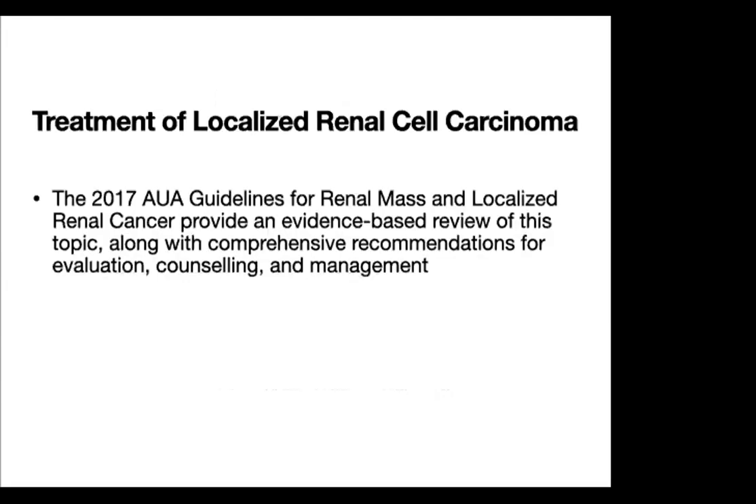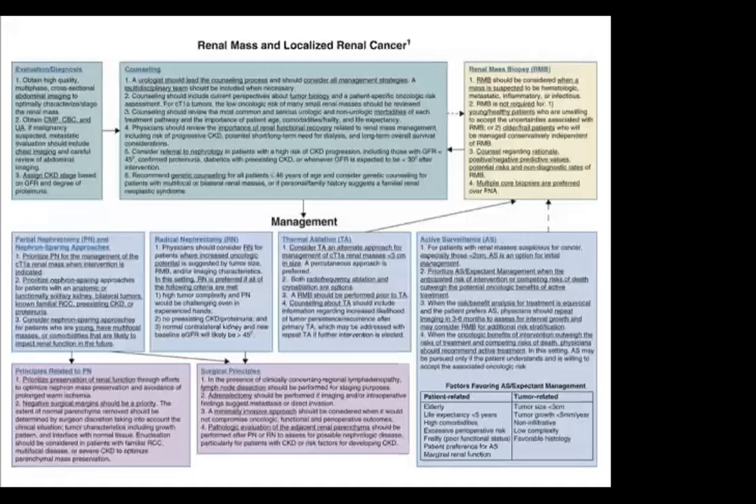The treatment of localized renal cell carcinoma: the 2017 AUA guidelines for renal mass and localized renal cancer provide an evidence-based review of this topic along with comprehensive recommendations for evaluation, counseling, and management. So why did I say this? This is the algorithm. It's too much to read now. I just put this for reference later on, but I'll be discussing parts of it as we go along.